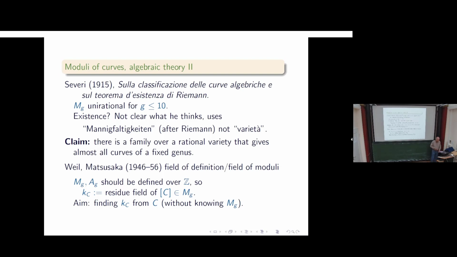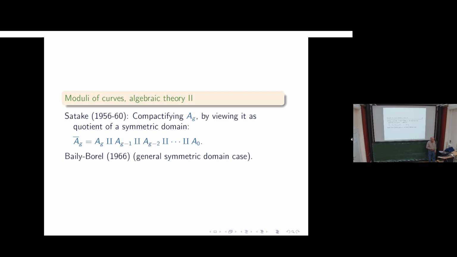Okay, and now the next disaster that happened was done by Satake, who was compactifying the moduli of abelian varieties by just these lower dimensional moduli spaces. And so the boundary of A_g bar has A_{g-1}, and so on. And that was extended by Baily and Borel.